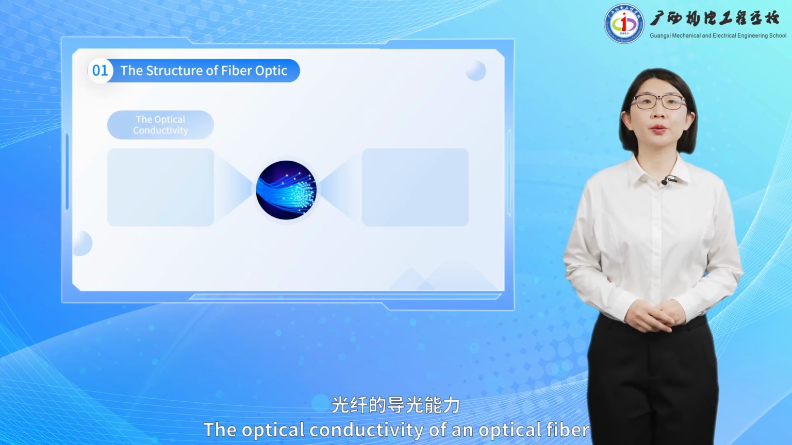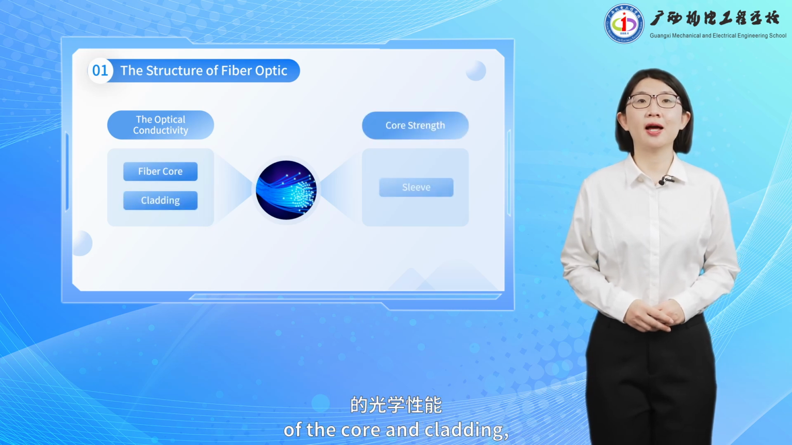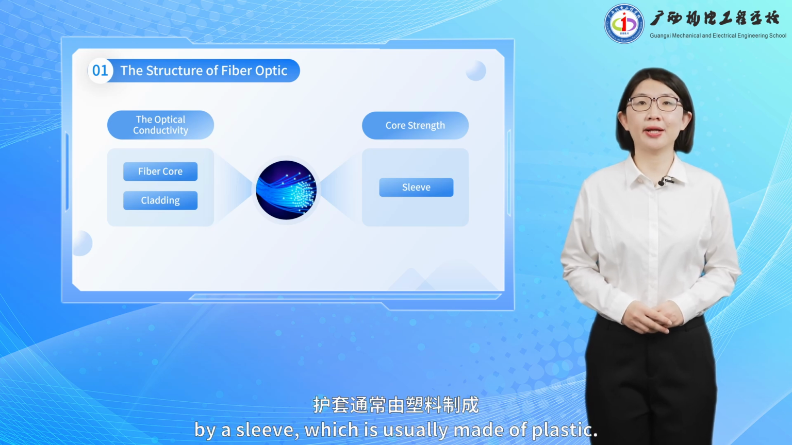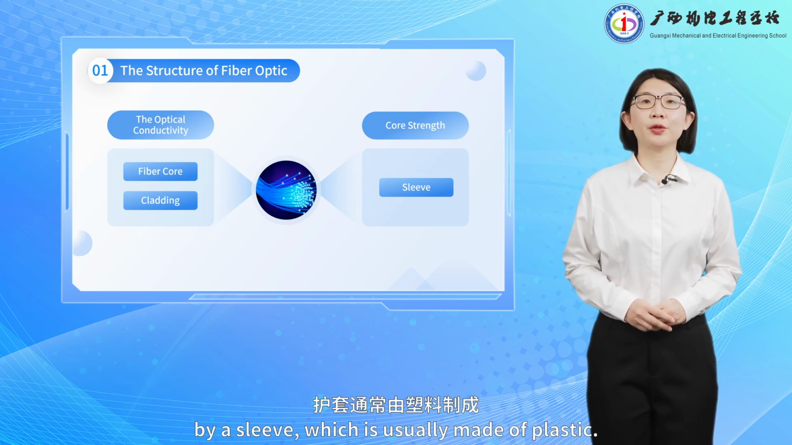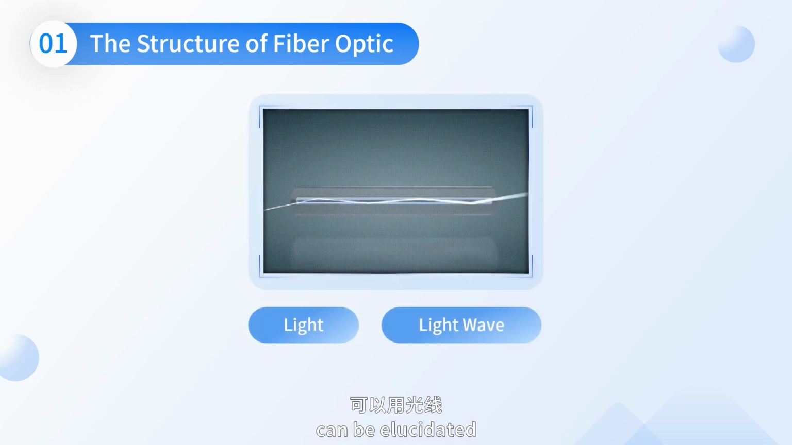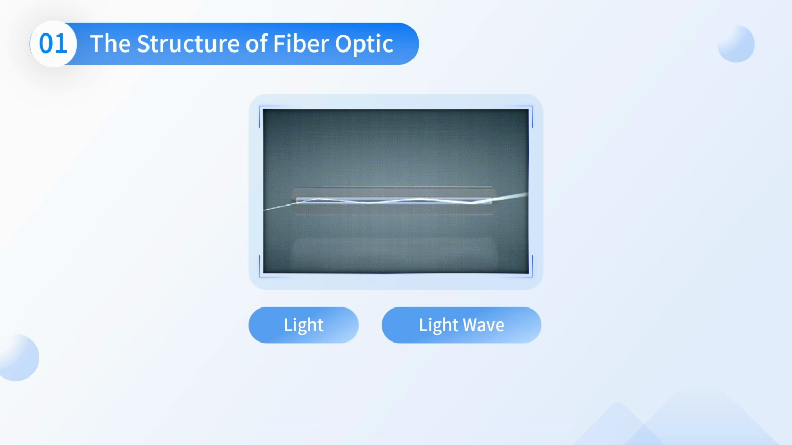The optical conductivity of an optical fiber depends on the optical properties of the core and cladding, while the strength of the core is maintained by a sleeve, which is usually made of plastic. The propagation of light in optical fibers can be elucidated through the concepts of light or light waves, including the notion of total internal reflection, light interception, the electromagnetic wave phenomenon of light, and cylindrical dielectric waveguide of optical fiber.